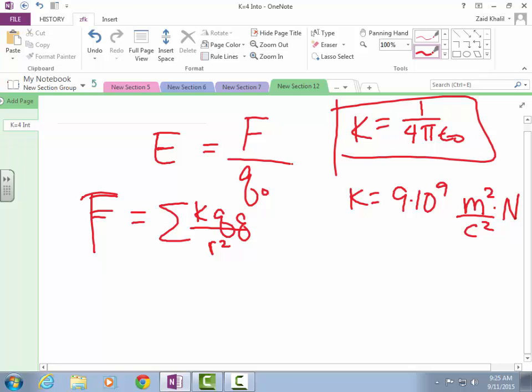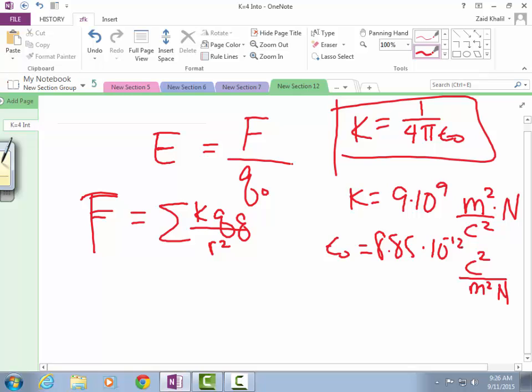Clearly, epsilon naught would just be the inverse of this, and it's 8.85 times 10 to the negative 12. And there's reasons why, and you'll see this when we get to Gauss's law, why epsilon naught is used when you get into your second course.